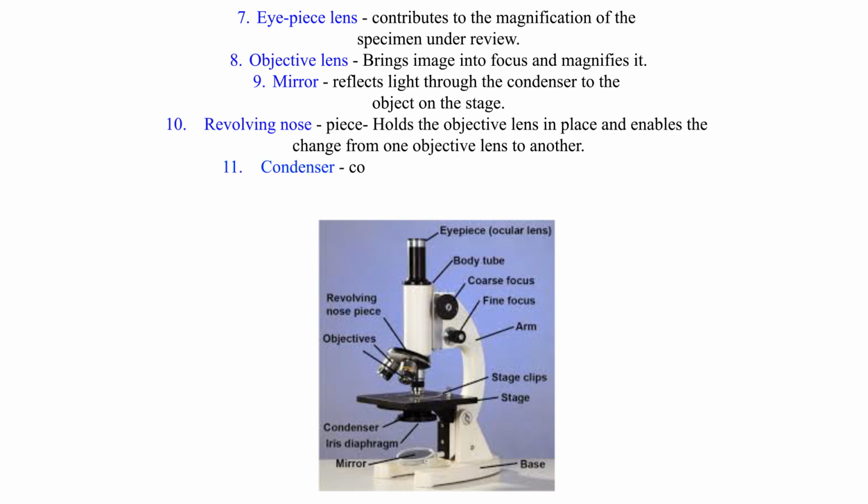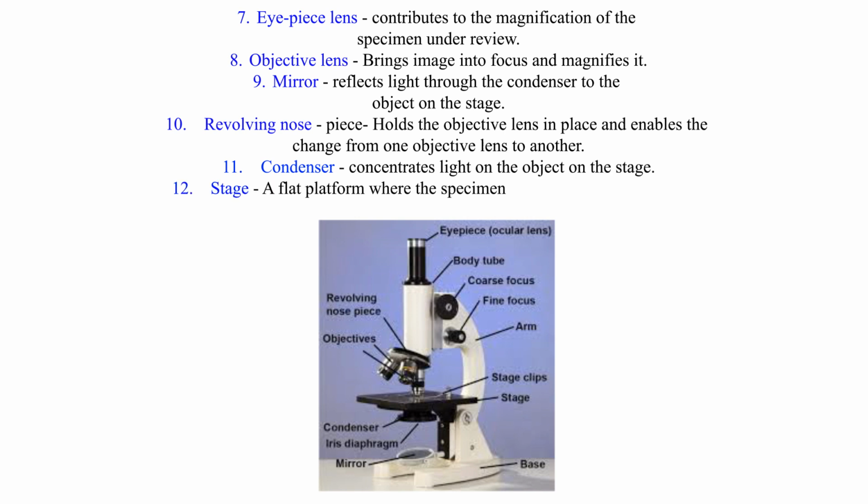11. Condenser concentrates light on the object on the stage. 12. Stage, a flat platform where the specimen on the slide is placed. It has 2 clips to hold the slide into position.